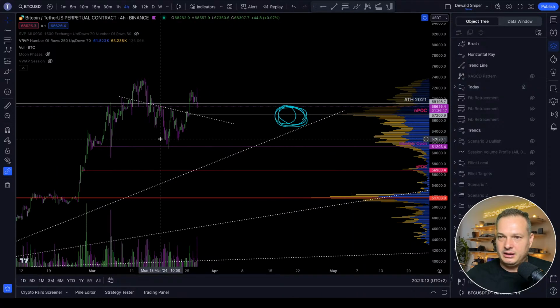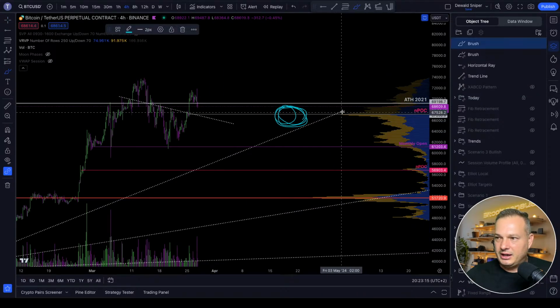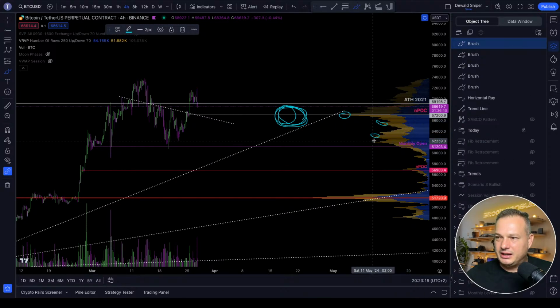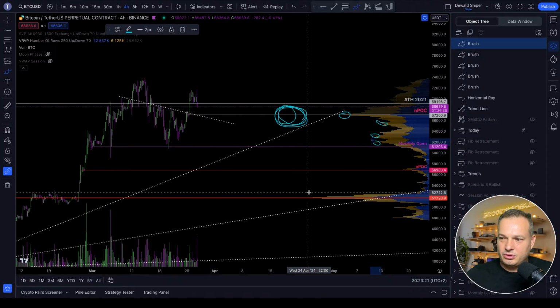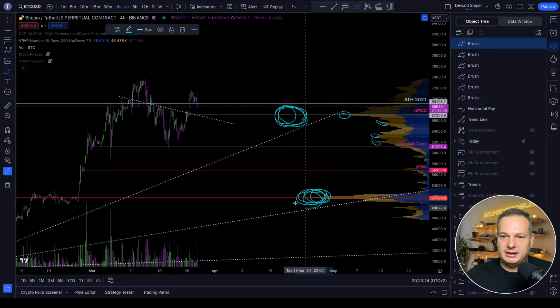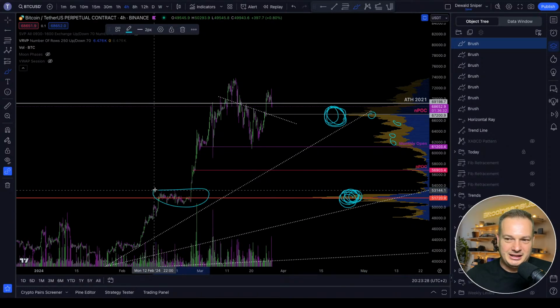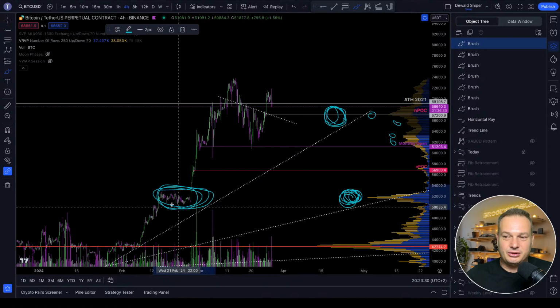Okay, so I see some nice volume over there, a little bit over there, little spikes over here, but the point of control, oof, this looks juicy over here. Okay, what level is this? This looks like a very good bouncing zone over here.